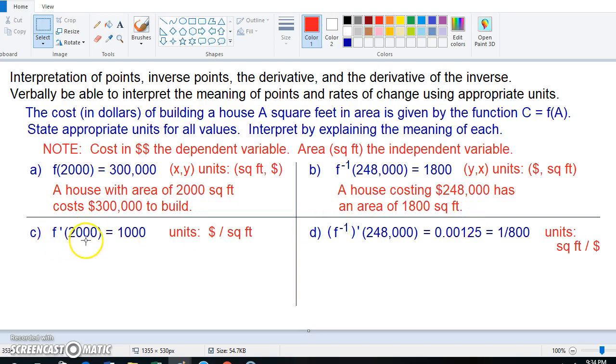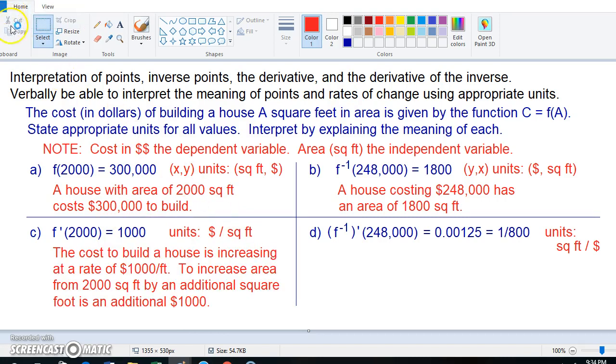All right, part C. F prime of 2,000 is 1,000. Remember, this result of 1,000 is dollars per square foot. All right, but how do we say this? We say the cost to build a house is increasing at a rate of $1,000 per square foot. So to increase the area from 2,000 square feet by an additional square foot is an additional $1,000.